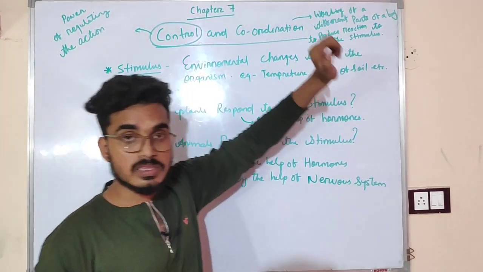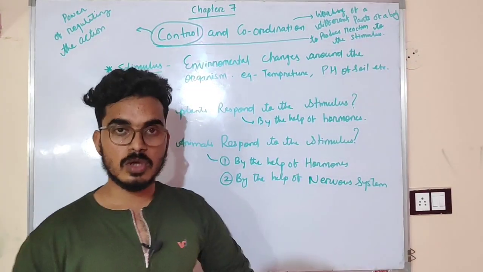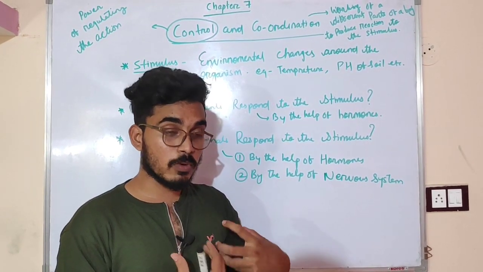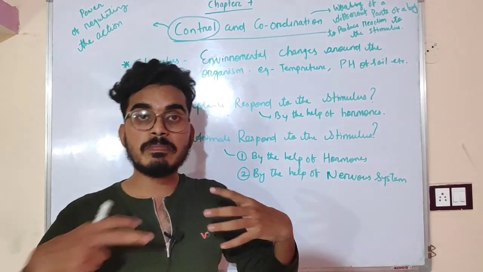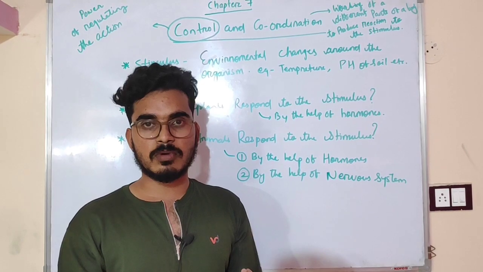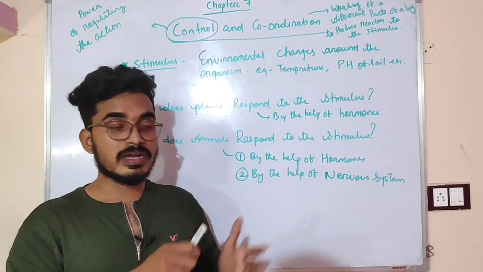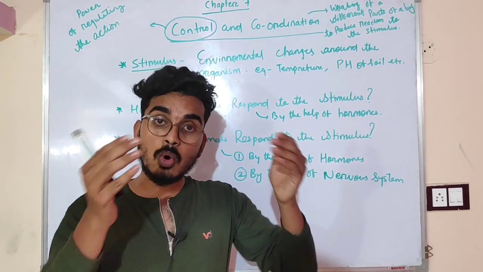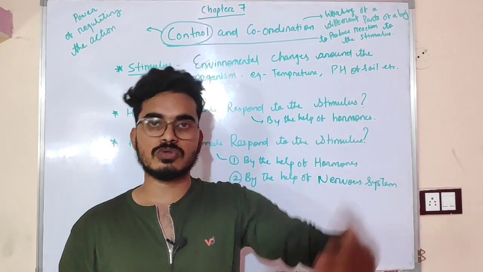Coordination is nothing but the working of different parts of the body to produce a reaction to the stimulus. Whatever reaction our body does, there is a combination of different parts of our body to do that reaction. That whole process is called coordination. Different parts coordinate to perform some reaction against the stimulus, or in response to the stimulus.